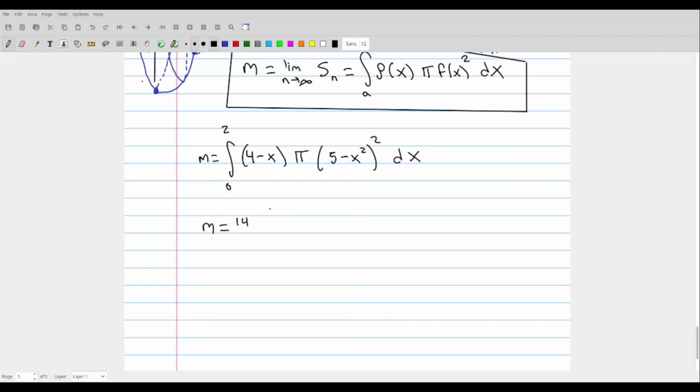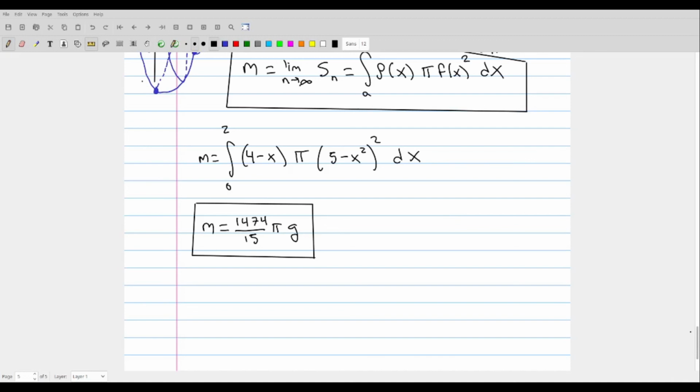And if you do this integral out and you check it out, I'm not going to do out the calculations, it's good practice to do so, but it'll be 1,474 over 15 times pi, and it's in the units of grams, because we started with grams per meter. So this is the answer to this example problem.